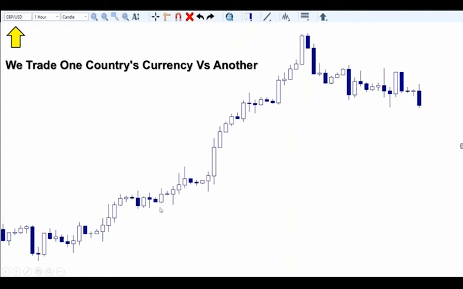In essence, what we're doing on this chart is trading the Great British pound versus the US dollar in an attempt to figure out which one's going to gain in value against the other. In this case, as the market's going up, the pound is gaining in value over the dollar, and when the market's going down, the pound is losing value against the US dollar.